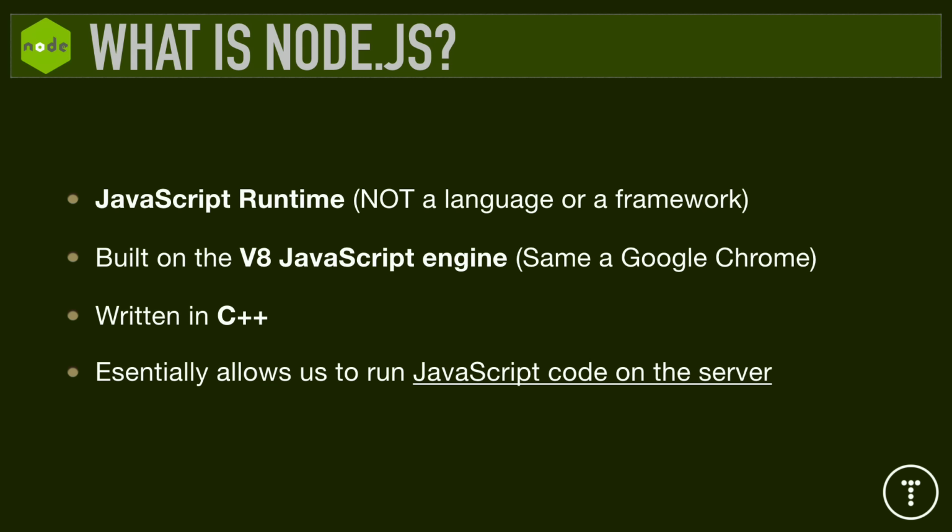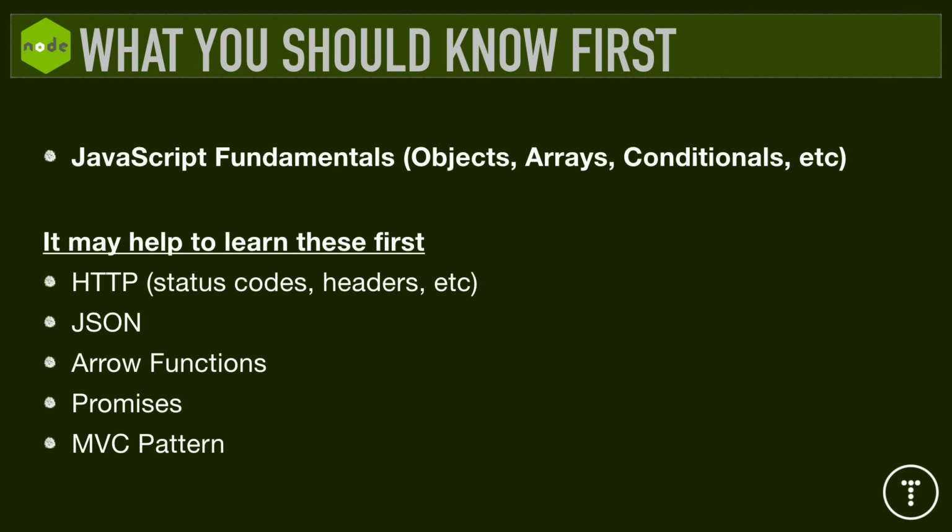So essentially what all this means is we can use JavaScript as a server-side language, just like we could Python, PHP, C# or any other programming language. So what should you know before learning Node? I would definitely recommend that you learn at least the basics of JavaScript: objects, arrays, conditionals, all that good stuff. I would also suggest learning some of the newer features, ES6+, like arrow functions, promises, etc.